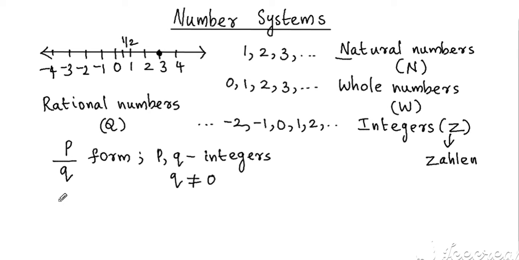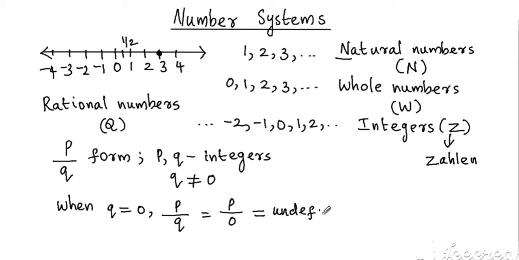What happens if q equal to 0? When q equal to 0, that p by q becomes p divided by 0 and we know that any number divided by 0 is undefined. So this will be undefined. That is why we have the restriction q not equal to 0.